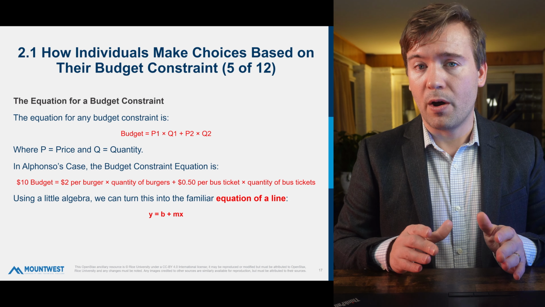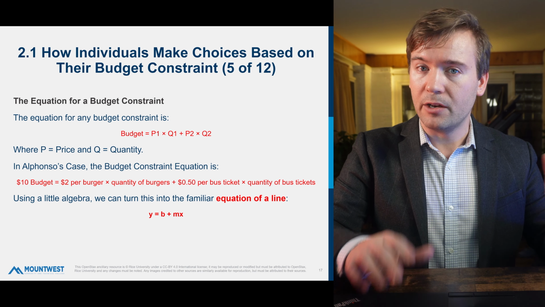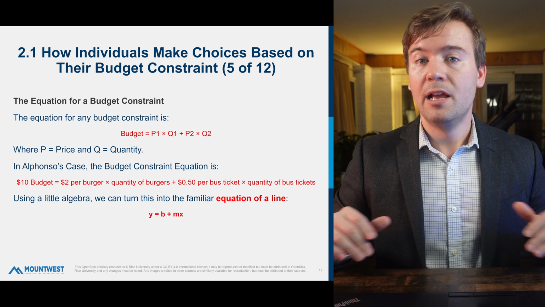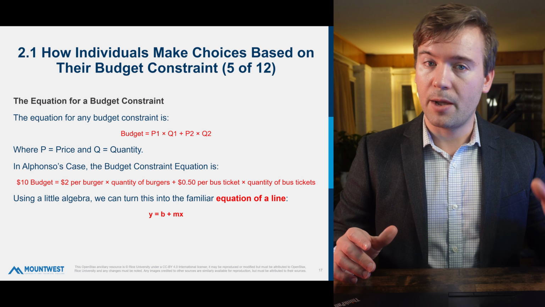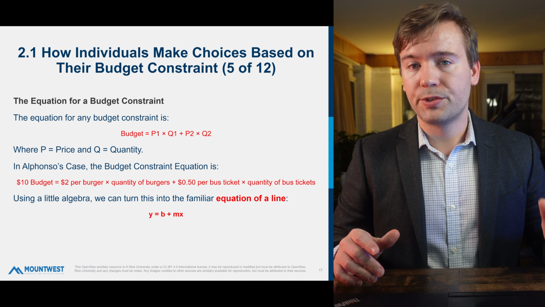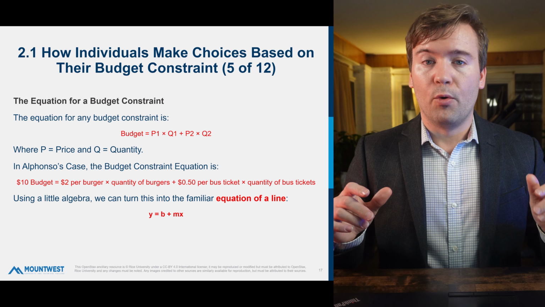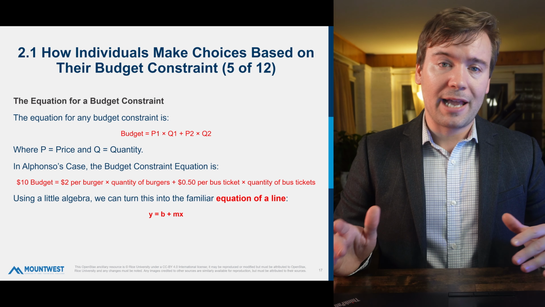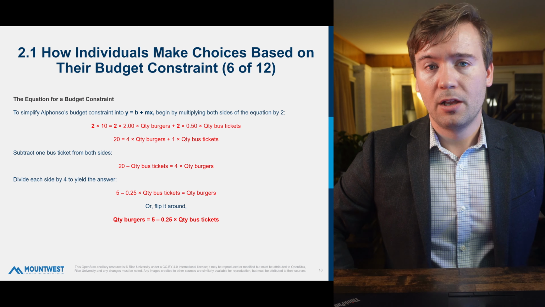So with a little bit of algebra, we can actually turn this around into what we consider the equation for a line. And again, this is a line. We saw it graphically. It is a line. The equation for a line is y equals b plus m times x. Y is the quantity of burgers and x is the quantity of bus tickets. And so we can use this equation to help us calculate and then graph that budget constraint. So let's see what that looks like.